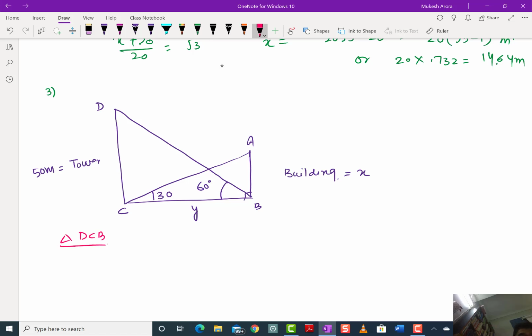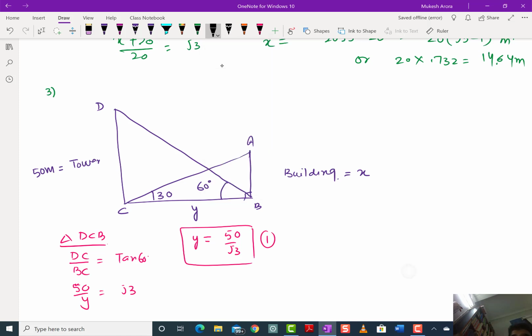Triangle DCB: DC upon BC is equal to tangent 60. DC is 50, upon y, is equal to root 3, so y is equal to 50 root 3. This is one.